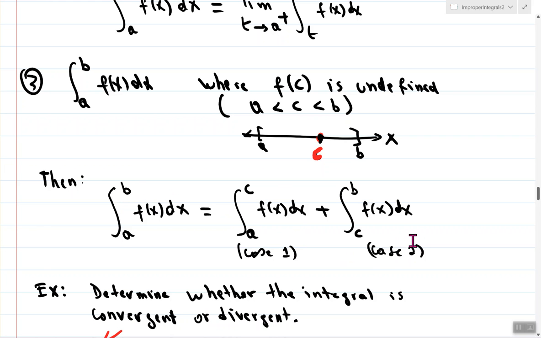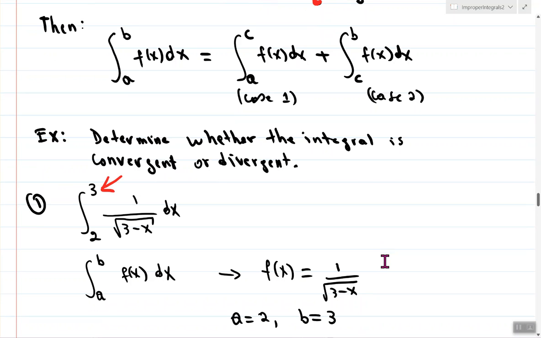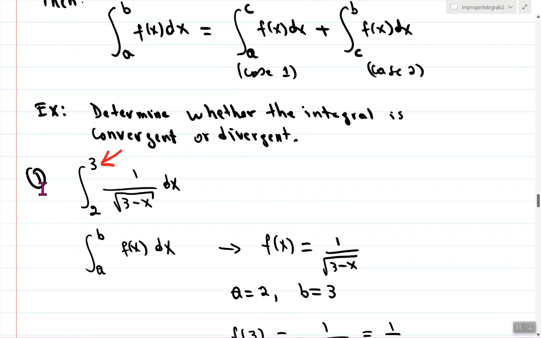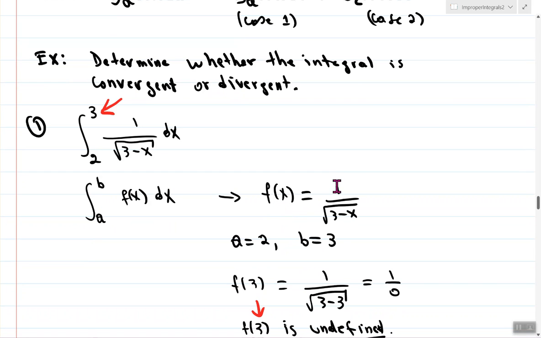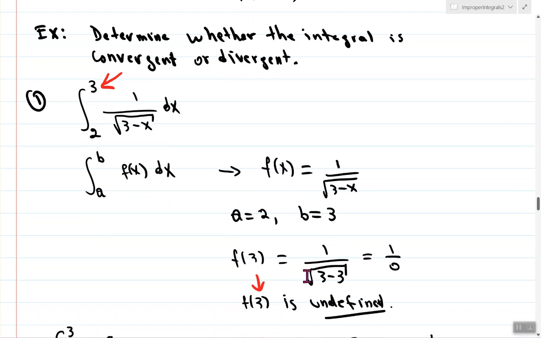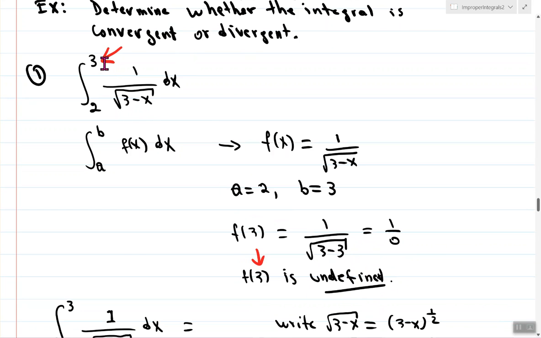All right, so let's do some examples. The question usually is to determine whether the integral is convergent or divergent. We look at this integral, that's case 1 of type 2. Why? Because if you plug in 3 for x into the function f of x equals 1 over square root of 3 minus x, you get 1 over square root of 3 minus 3, which is 1 over square root of 0, which is undefined. So the function is undefined at the upper limit of integration, which we know is case 1.